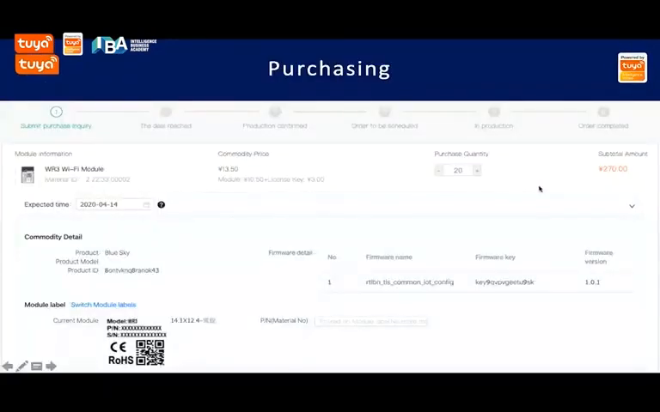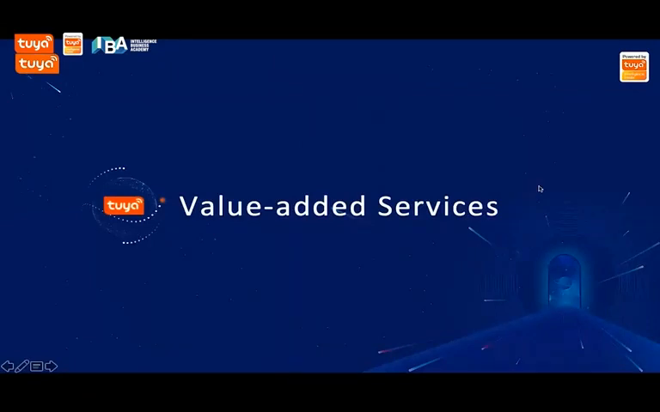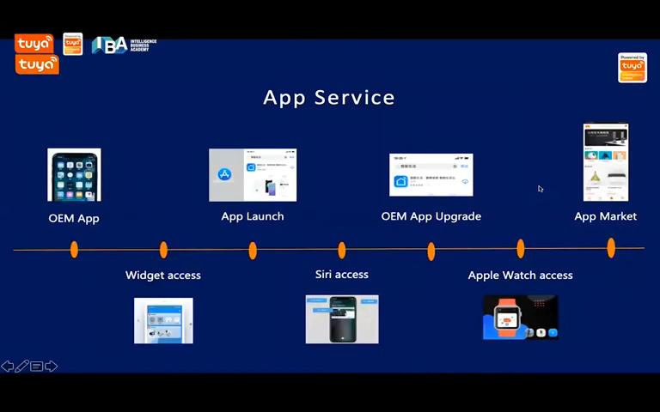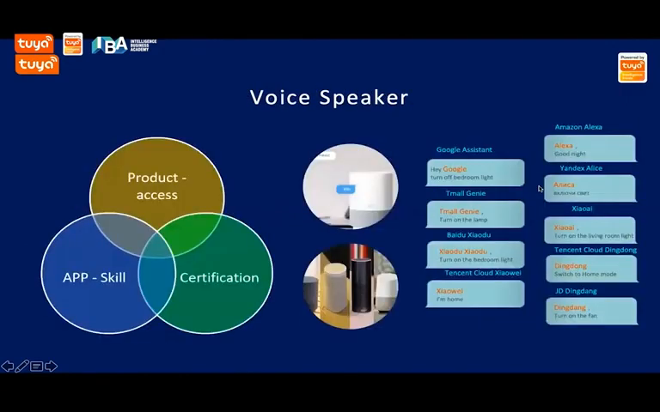Next is the purchasing. On the IoT platform, we have a purchasing center for you to order modules and licenses, and you can also follow the order until it's completed. The next is about value-added services. As I showed before, for the app we have value-added services like App Market, Widget, Siri, and App Watch. I also want to show you something about voice speakers. Currently on Tuya IoT platform, we have 9 voice speakers, and Tuya can provide services on product access, certification, and app to app skills.